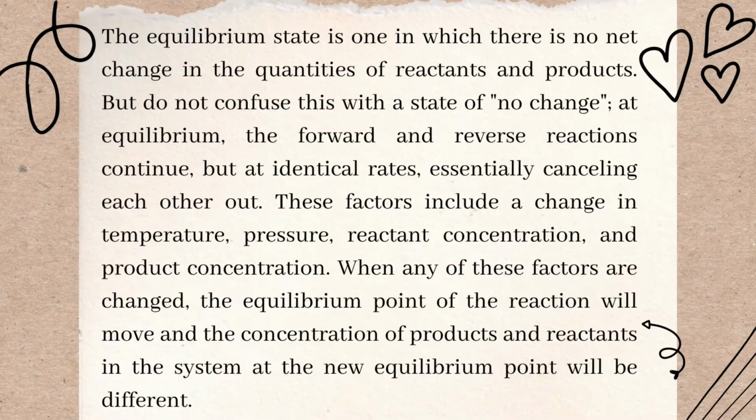The equilibrium state is one in which there is no net change in the quantities of reactants and products. But do not confuse this with a state of no change. At equilibrium, the forward and reverse reactions continue but at identical rates, essentially cancelling each other out.